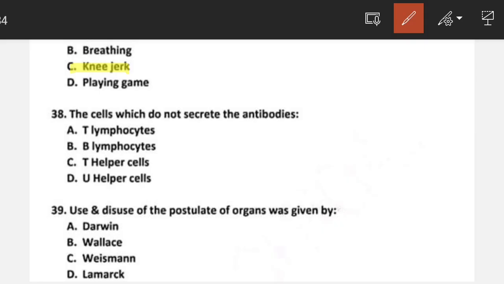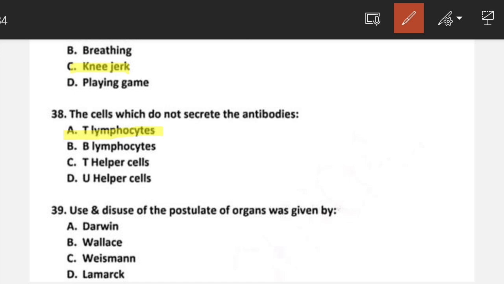Question number 38: the cells which do not secrete antibodies are: option A, the T lymphocytes; option B, the B lymphocytes; option C, the T helper cells; and option D, the U helper cells. The cells that do not secrete antibodies and do not take part in humoral immunity are T lymphocytes. T lymphocytes are mainly important in cell mediated immunity.